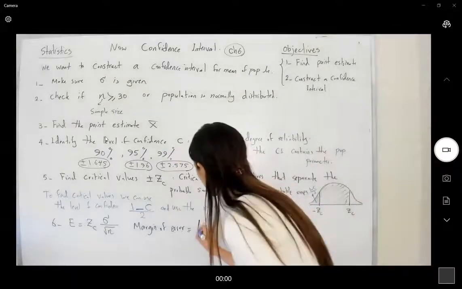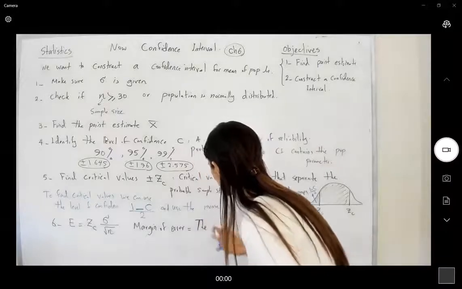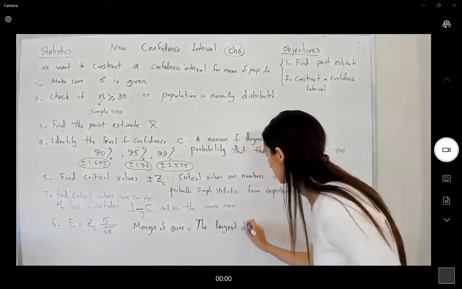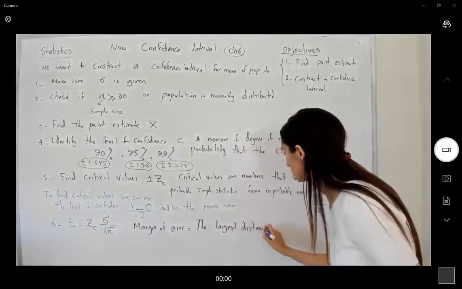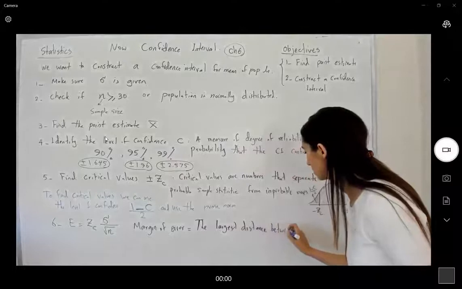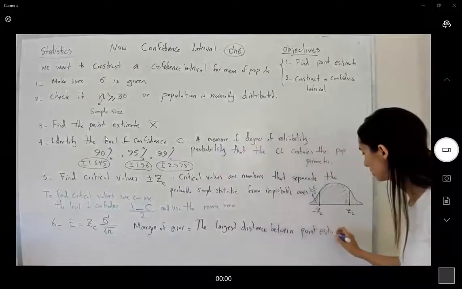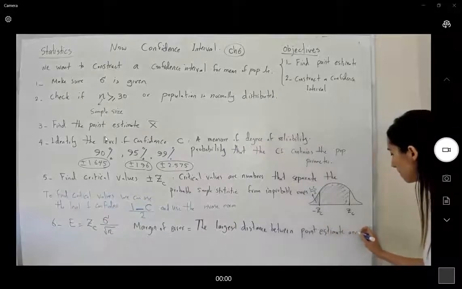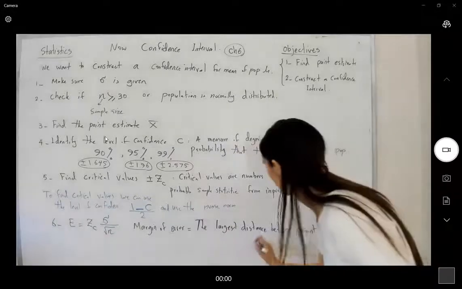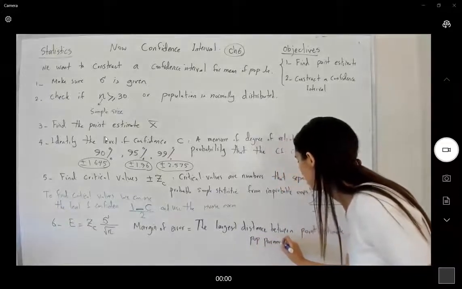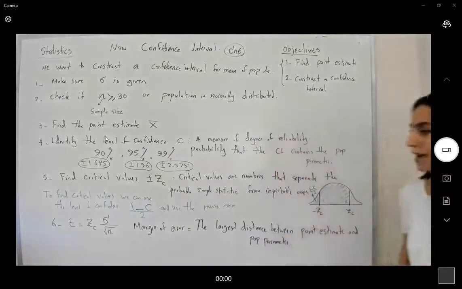So the largest distance between the point estimate, X bar, and the population parameter that you're trying to estimate.